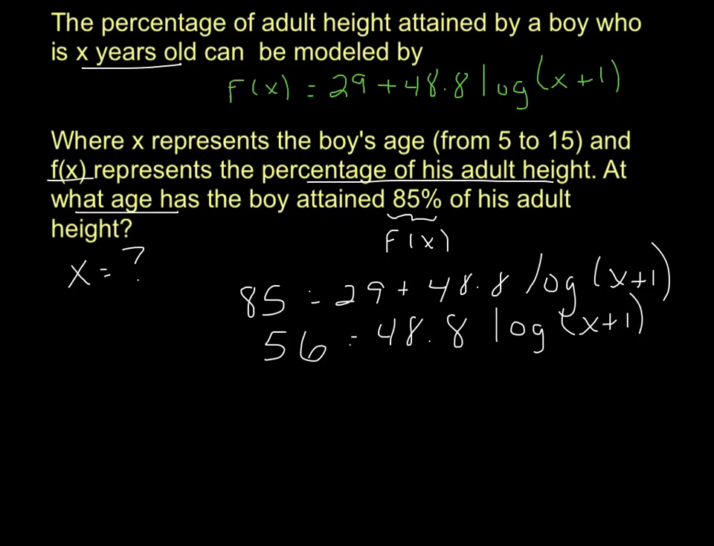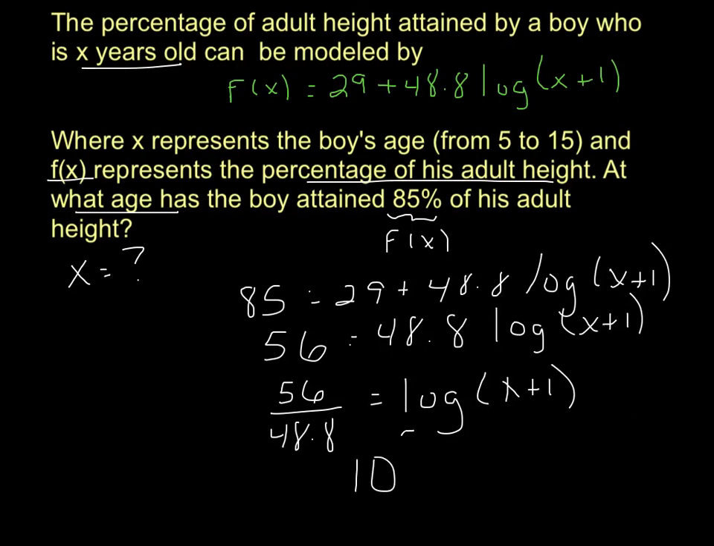And then we need to get the log by itself, so we'll have 56 divided by 48.8 equals the log of (x plus 1). Well, what is the base of this log? The base of this log is 10. So when I get rid of the log, I'm really going to have 10 raised to the power of 56 divided by 48.8. That's going to be our exponent, equals x plus 1. So once I evaluate 10 to that power and then subtract the 1, we should find that x is going to be about 14.